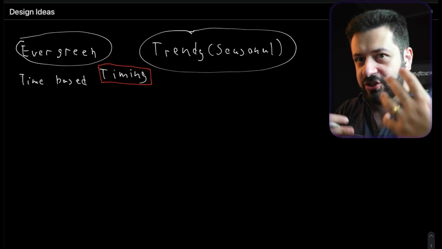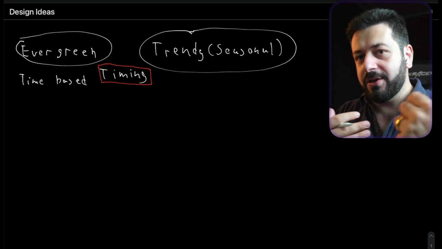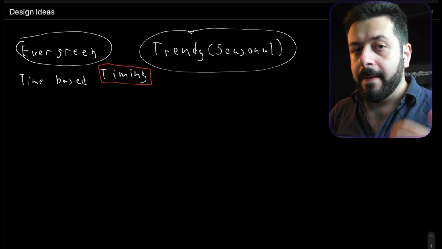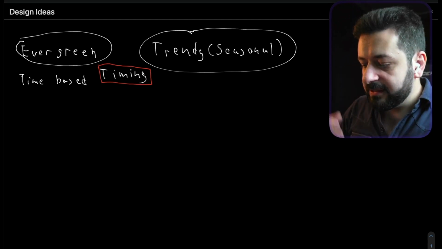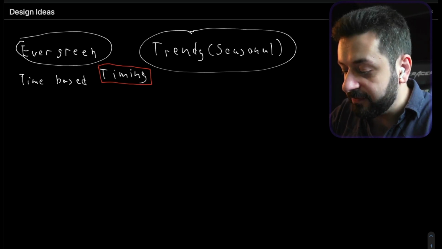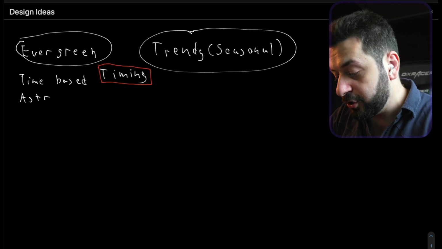You can just change the design based on the age of a demographic. Basically, the younger it is, the more colorful you can make it, the older it is, the more formal you can make it. But it's timing based. The time-based part is also astrology, because astrology is a very trendy topic, which is an evergreen topic as well.